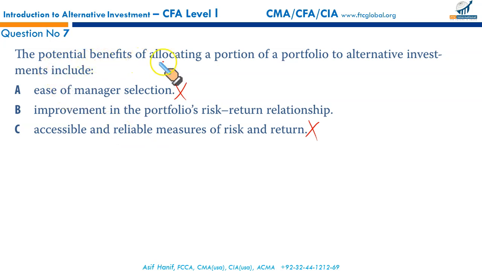The potential benefit of allocating a portion of a portfolio to alternative investment include improvement in the portfolio's risk-return relationship. Correct. Why? Because these investments have less than perfect correlation with other assets in the portfolio. So this results in the overall risk-return relationship becoming even more useful for the investor. Or we should say an improvement in the risk-return relationship. So that makes B the correct option.